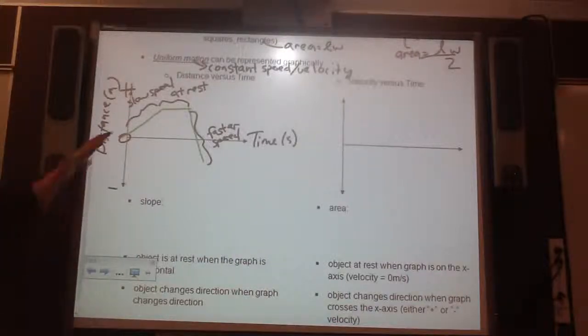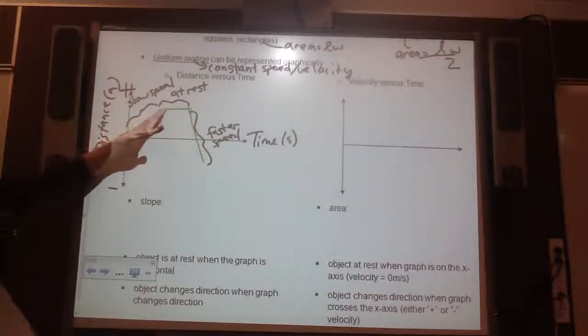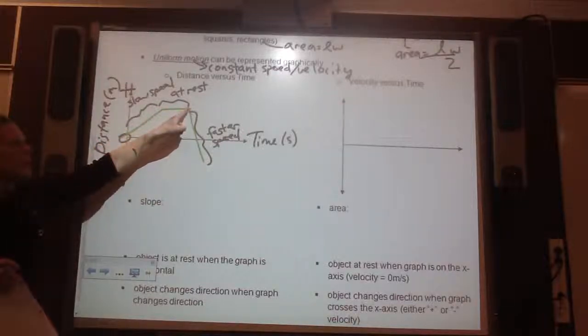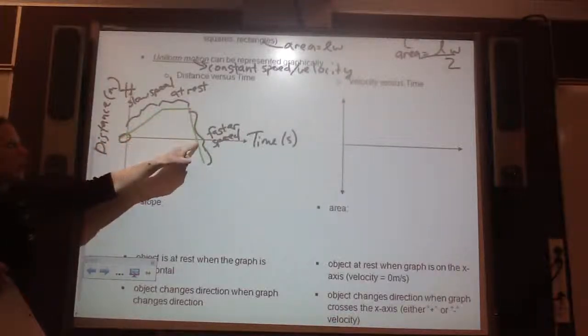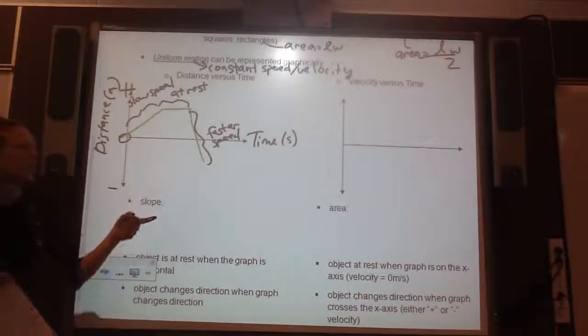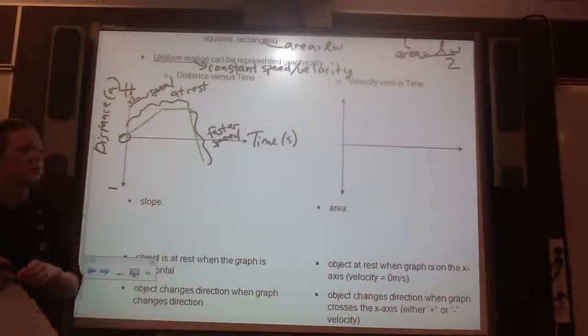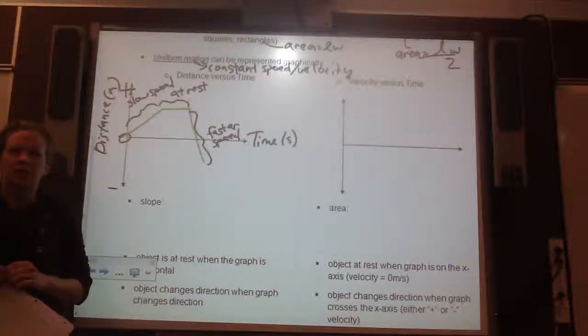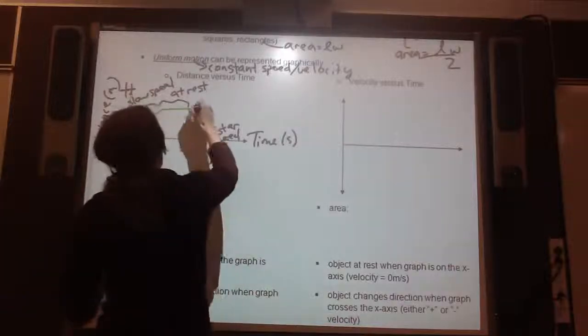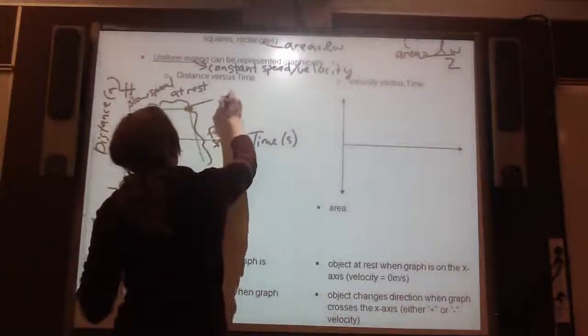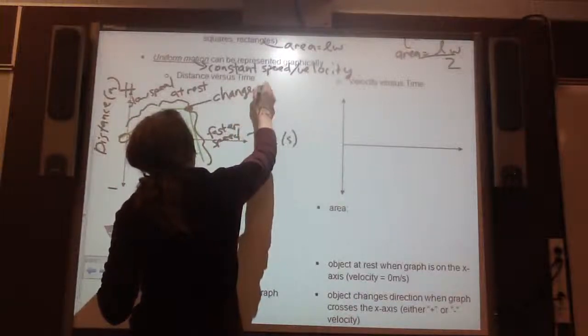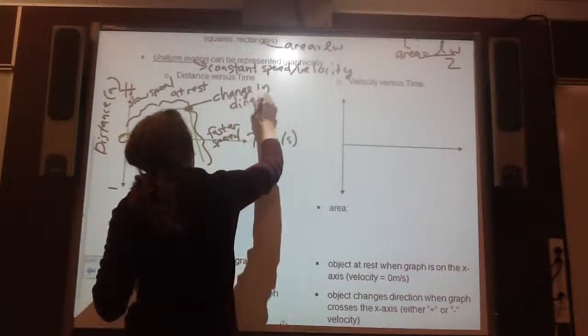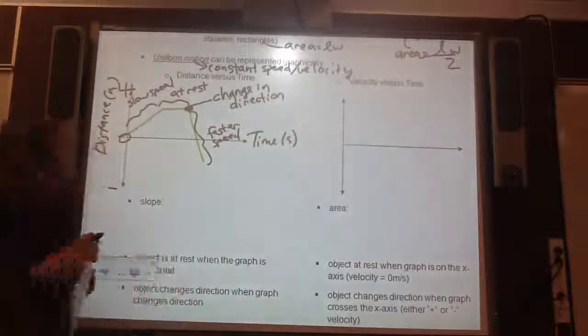Now, if I have my distance, say this is me running, and I'm running at a slow speed, okay? And then I stop for a rest, what does it mean that I'm going down? Does that mean I'm going down a hill? What does it mean? I turned around. Yeah, so that's a change in direction. So this spot right here means a change in direction.